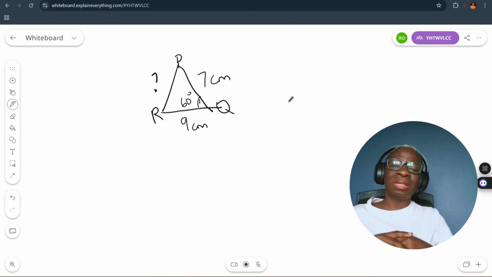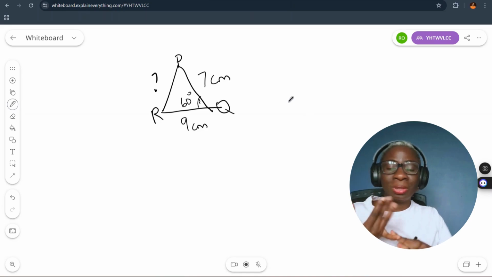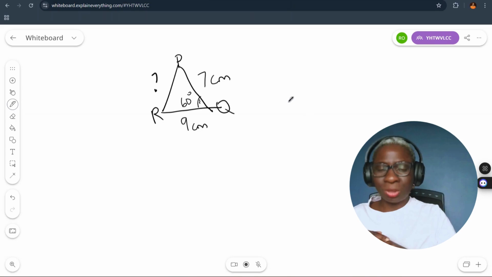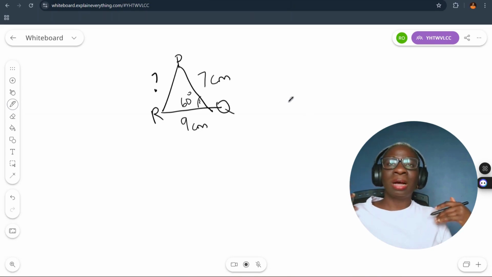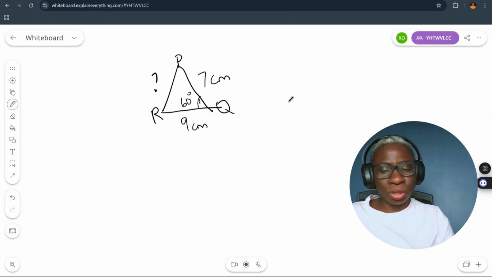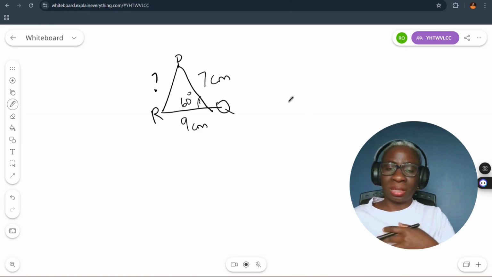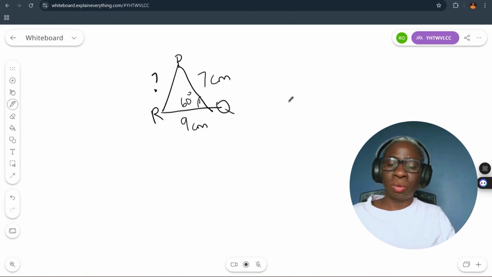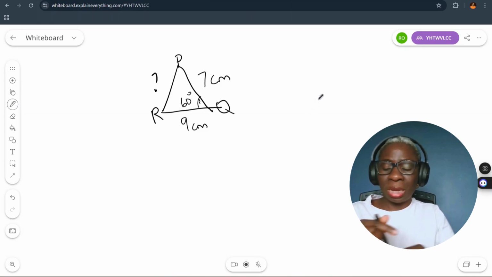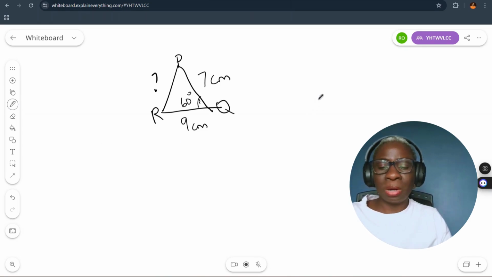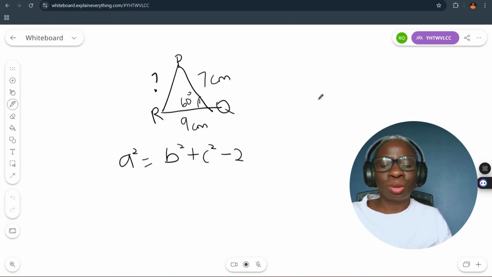So this is obviously not a SOHCAHTOA question, and it is also not a sine question, because for sine you need two angles to look for a side, but here we are given one angle, so we cannot use sine. That means we'll be using the cosine rule. And what does the cosine rule say? The cosine rule says a squared equals b squared plus c squared minus 2bc cos A.